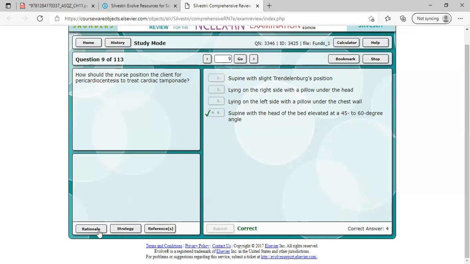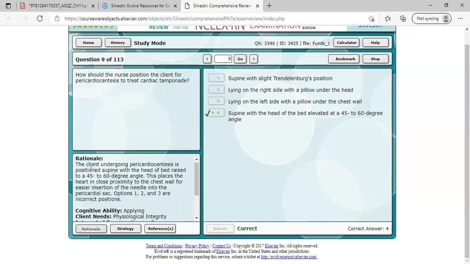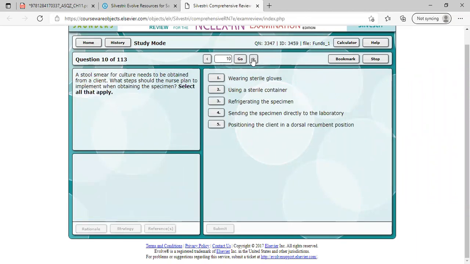Why and what are the rationale? They say the client undergoing pericardiocentesis is positioned supine with the head of the bed raised to 45 to 60 degree angle. And this placed the easier insertion of the needle into the pericardial sac. This is the reason. What next?